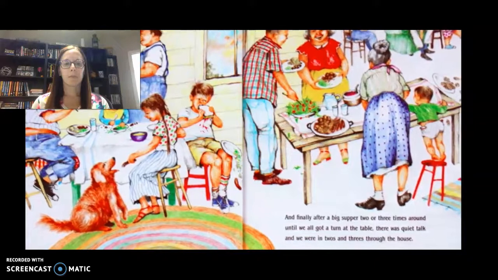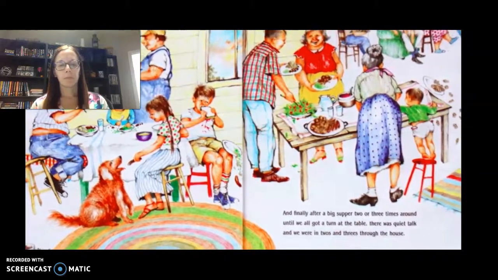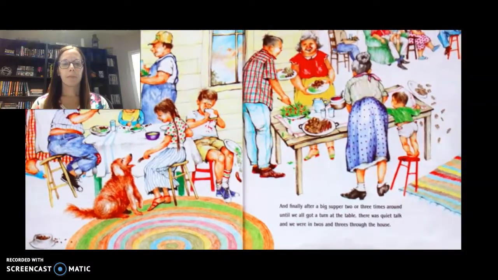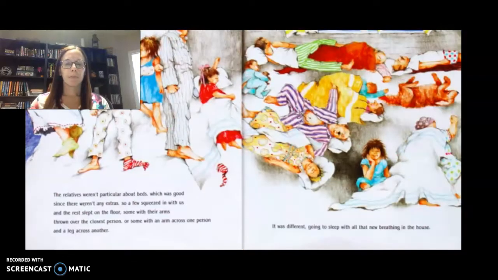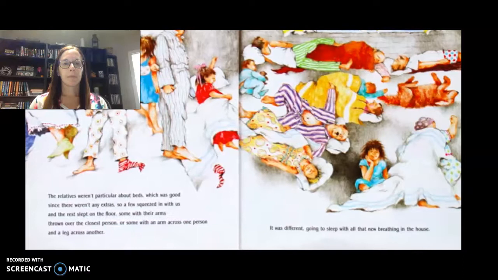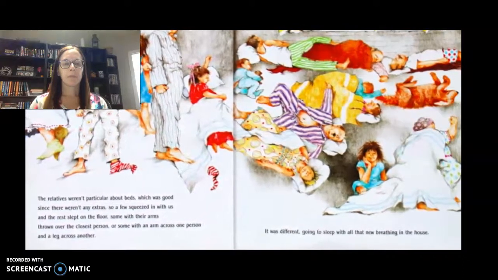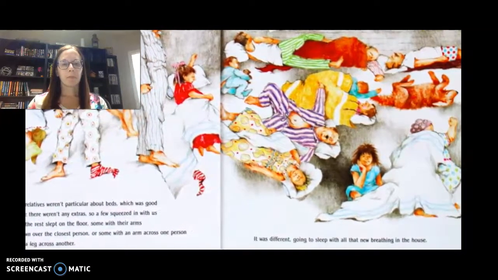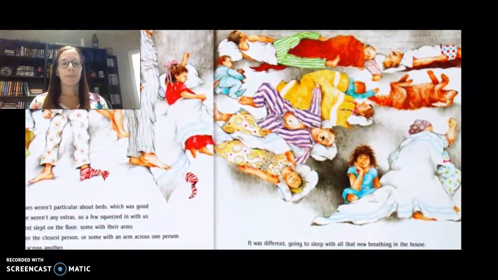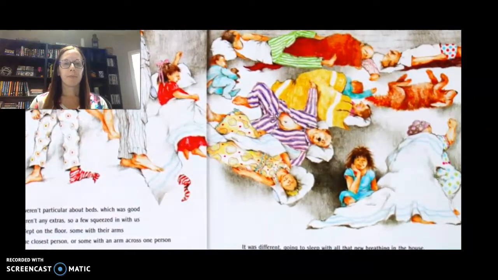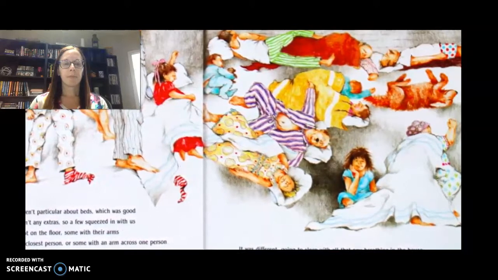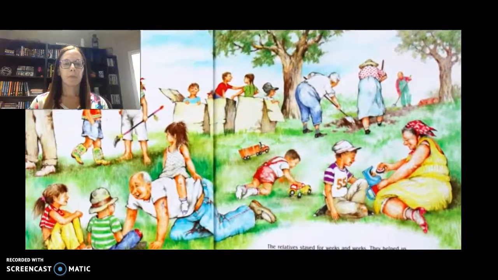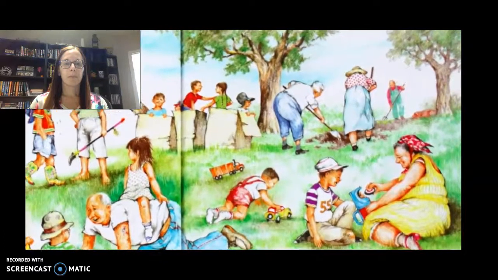And finally, after a big supper, 2 or 3 times around until we all got a turn at the table, there was quiet talk, and we were in 2s and 3s through the house. The relatives weren't particular about beds, which was good since there weren't any extras, so a few squeezed in with us and the rest slept on the floor, some with their arms thrown over the closest person, or some with an arm across one person and a leg across another. It was different going to sleep with all that new breathing in the house. The relatives stayed for weeks and weeks. They helped us tend the garden, and they fixed any broken things they could find.